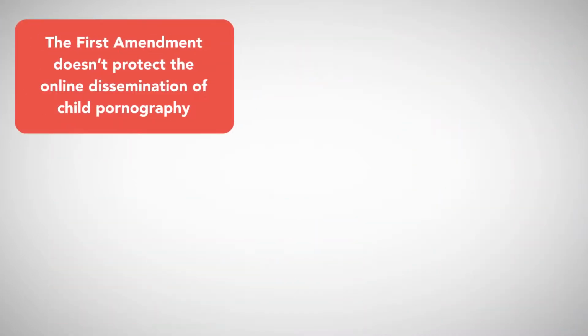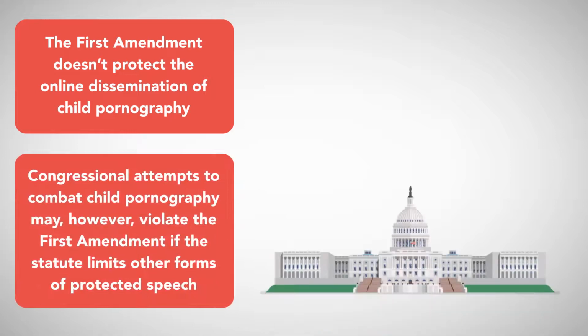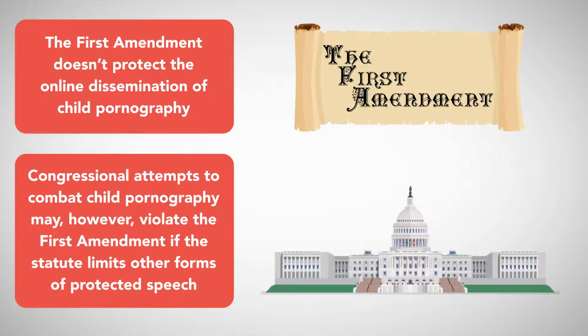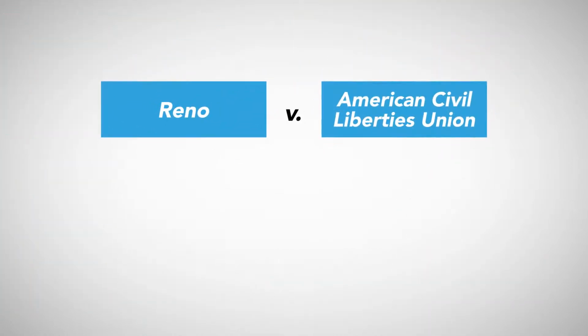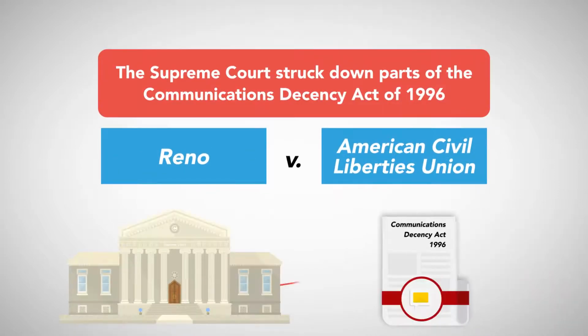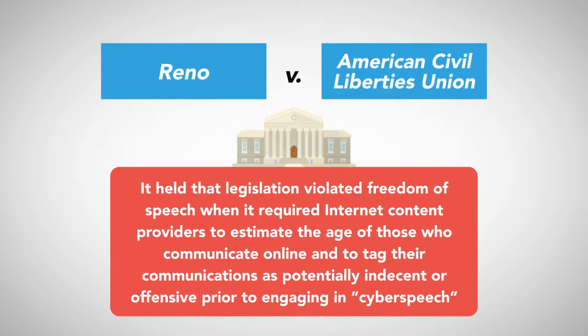The First Amendment doesn't protect the online dissemination of child pornography. Congressional attempts to combat child pornography may, however, violate the First Amendment if the statute limits other forms of protected speech. In Reno v. American Civil Liberties Union, the Supreme Court struck down parts of the Communications Decency Act of 1996. It held that legislation violated freedom of speech when it required Internet content providers to estimate the age of those who communicate online and to tag their communications as potentially indecent or offensive prior to engaging in cyberspeech.